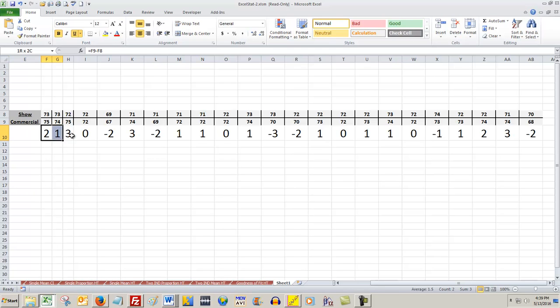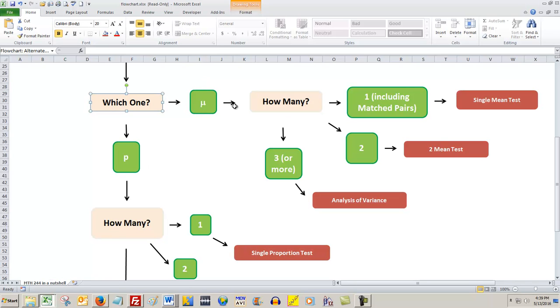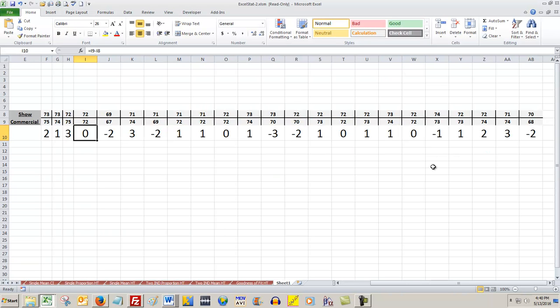We want to test exactly sequentially how loud they are. So my claim is this is our data right here. Positive numbers represent a larger sound intensity from the commercials than the shows. Negative numbers mean they went down, and zeros mean they stayed the same. So I think this is what we want to be looking at. So this is why it still is a single mean. If you consult your flow chart, when you're looking at your testing, which one, mu, how many, it's still 1, including matched pairs. This is what we call a matched pair test, because you actually have what appears to be at first 2 different sets of data. But it really isn't 2 different sets of data. It's really 1 set of data. You're looking at the difference between 2 measurements that are linked in some way.